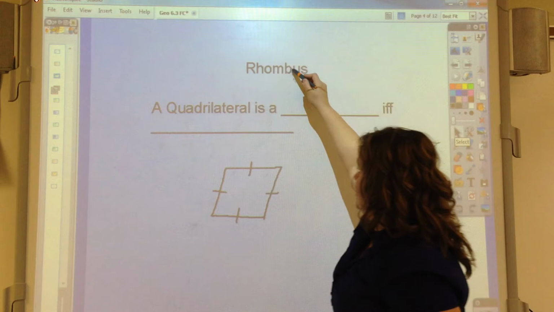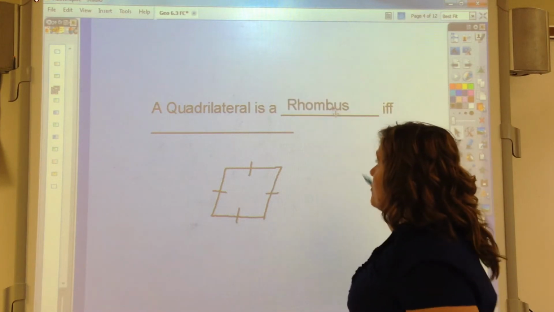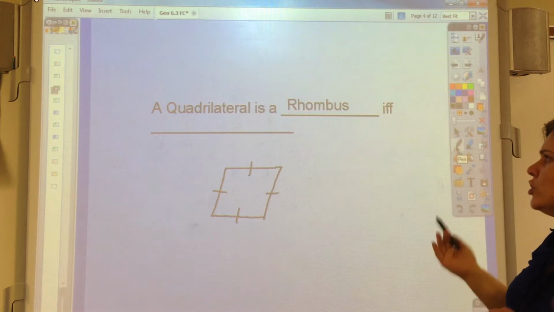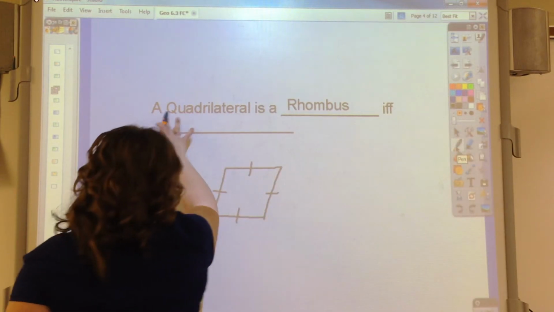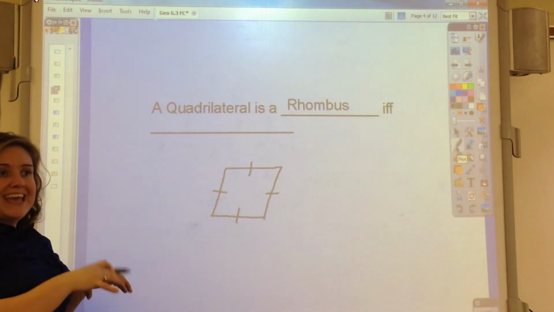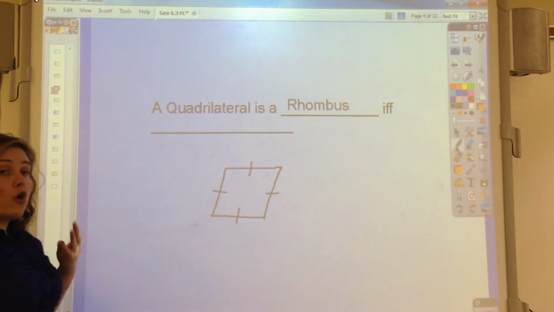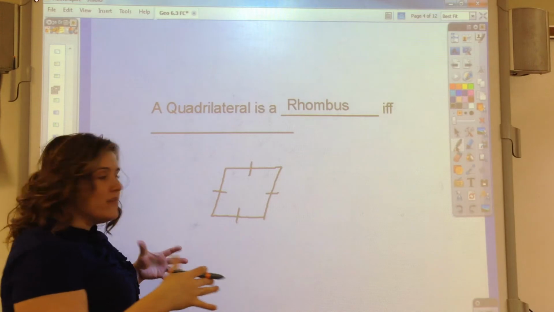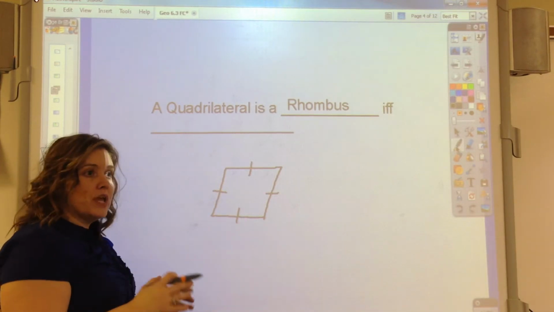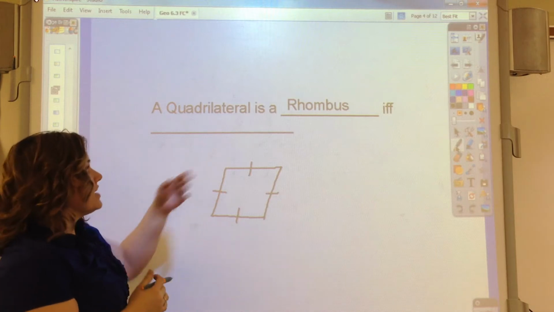Now, a quadrilateral is a rhombus if and only if all four sides are equal. Notice that we're only dealing with quadrilaterals in this section. We're just looking at different types of quadrilaterals. They're all four-sided, and we define them differently. This one has four equal sides. Think about one shape that you're aware of that has four equal sides like a rhombus.